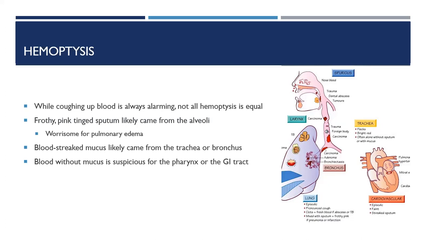So blood without mucus is likely from the GI tract or a GI bleed or from the oropharynx. So very important, pink frothy sputum. You need to get somebody there to be able to help your patient. They're going to be coding very soon.